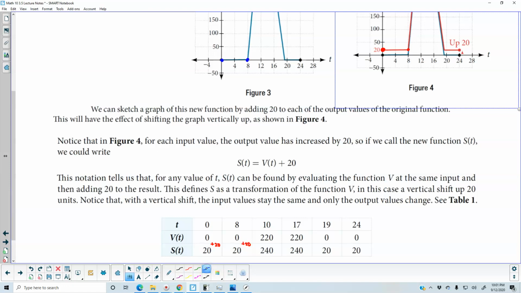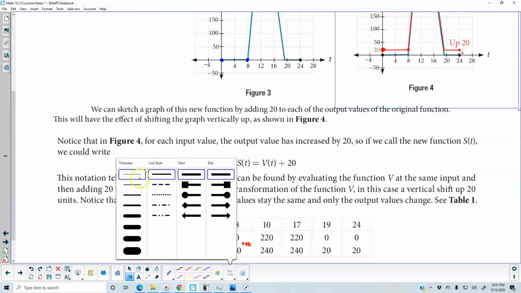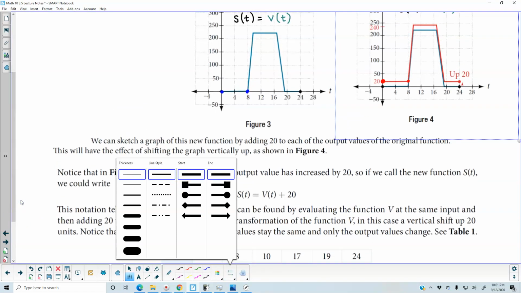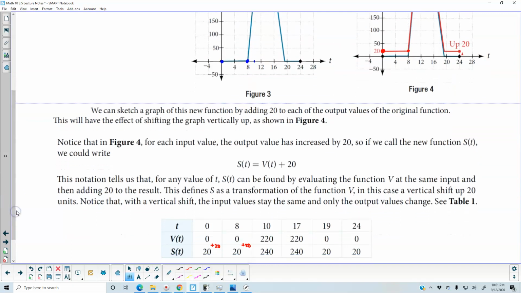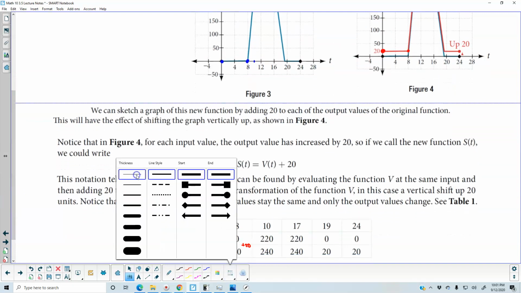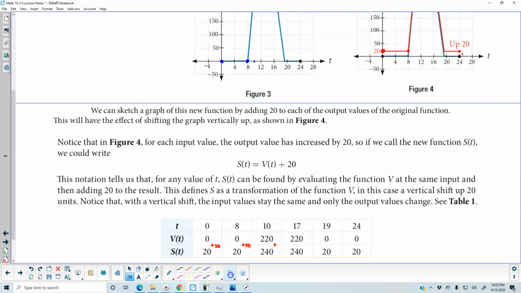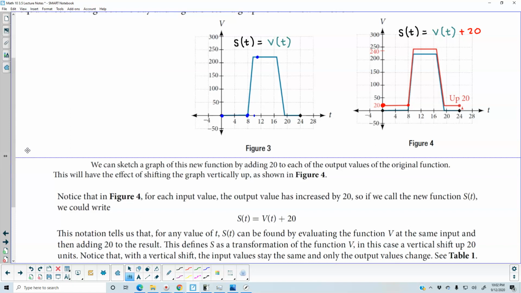Now let's take a look at the next input that we have. We have 10 and then 220. So at 10, here's 10 in the middle. And up here is the value of 220. So we're still going to have the same input of 10, but now we need to add 20 to that output. So if we add 20 to the output, we get 240. So let's take a look here. So here's the value of 10, and now we shifted up 20 units to get 240.